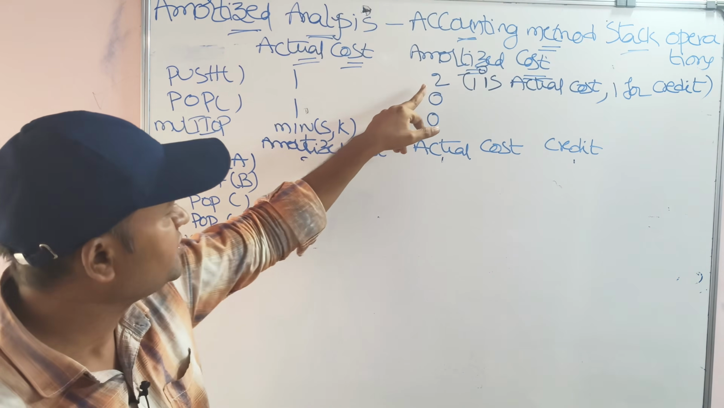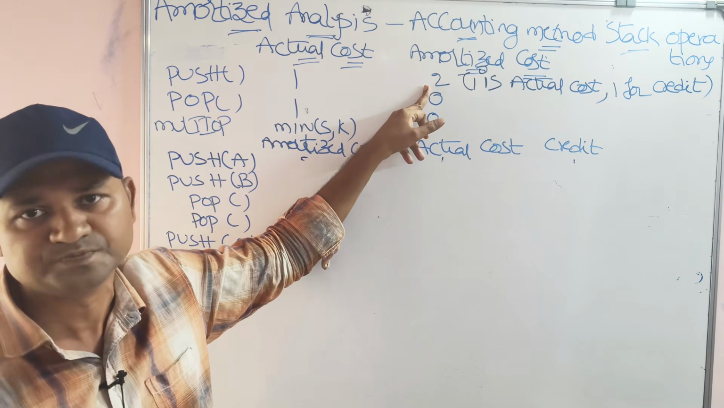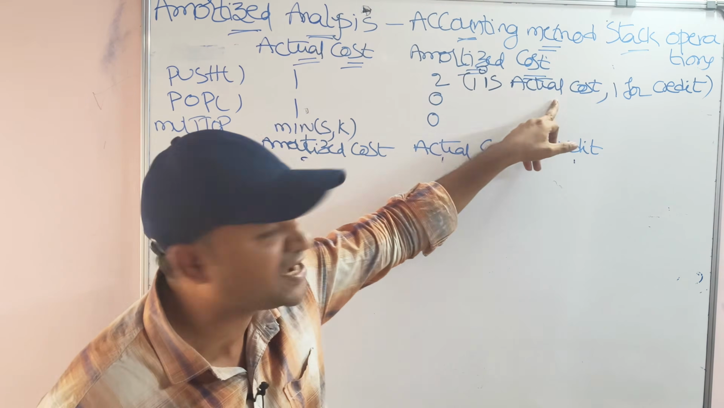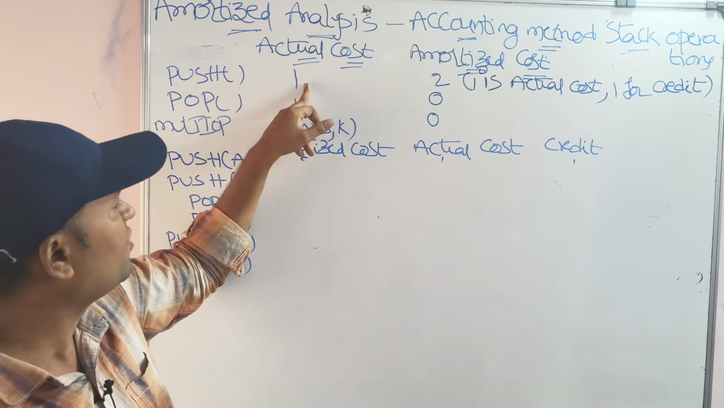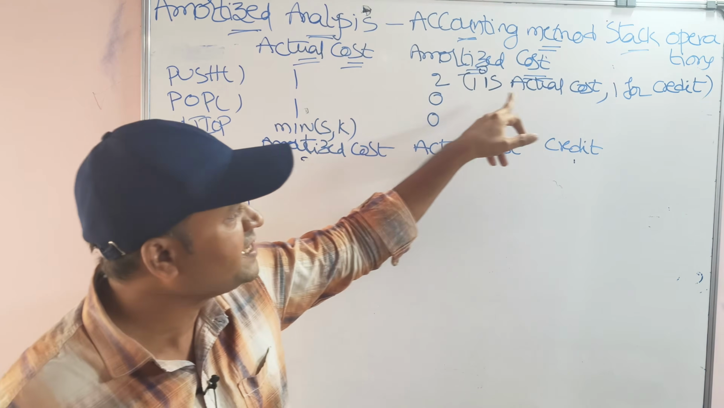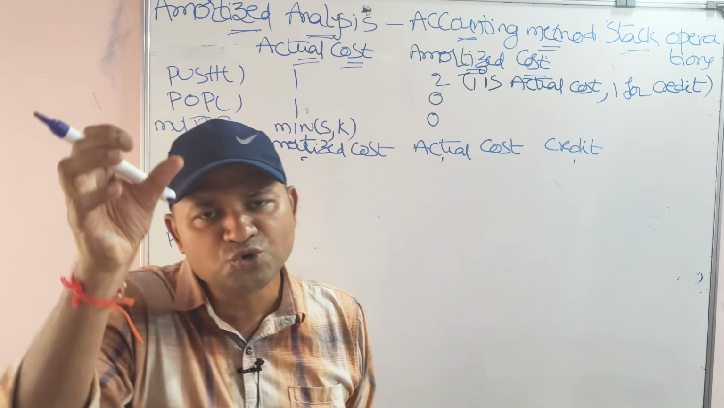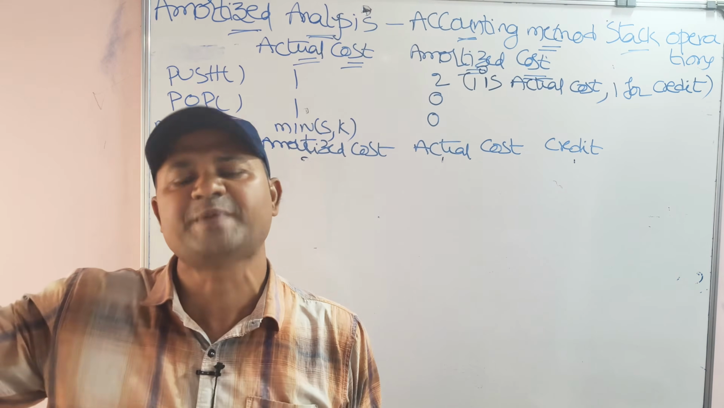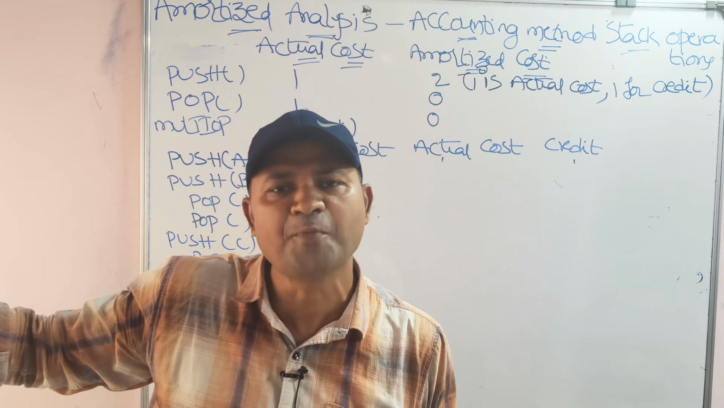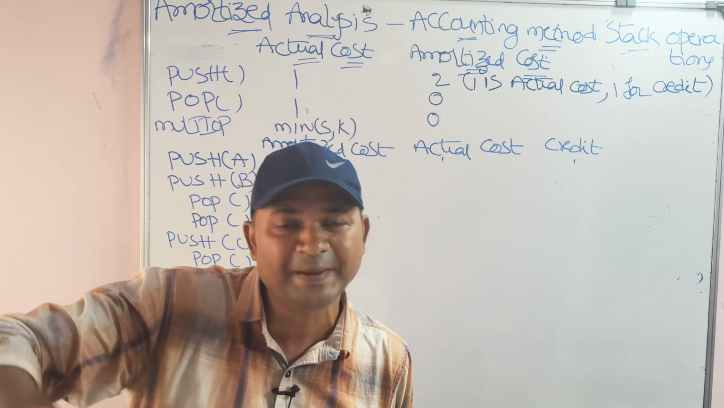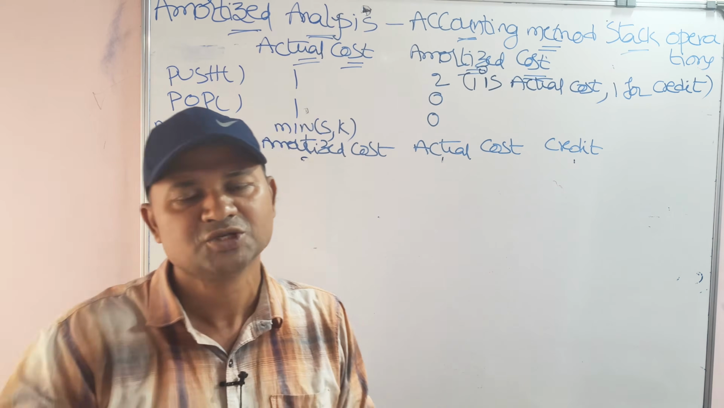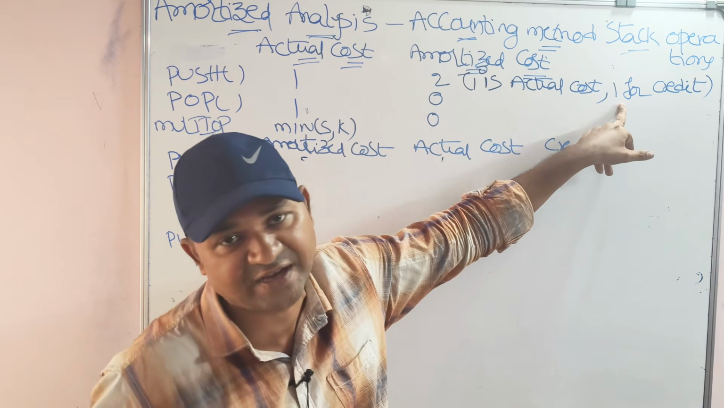For push operation, the amortized cost is 2. Why? Because here 1 is the actual cost. For push operation, what is the actual cost? This one is the actual cost and another one is for credit. So we can use that one for future purposes. If we want to perform a pop operation, then we have to pay that one to the pop. So for that purpose, we are using this one.